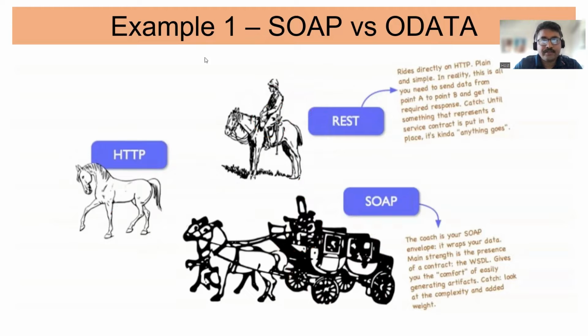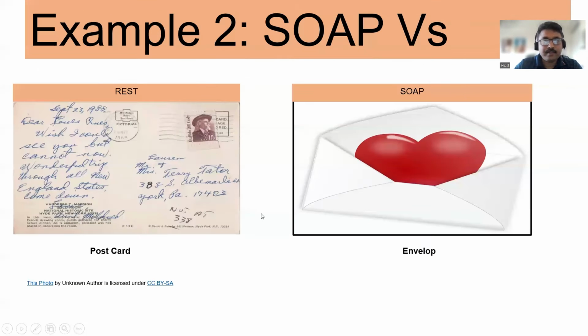Now let's go and see another example. See here, this is the postcard, right? On top of this postcard we are writing something. So not secured, correct? So this is REST or SOAP? This is REST, right? So just remember this postcard means REST.